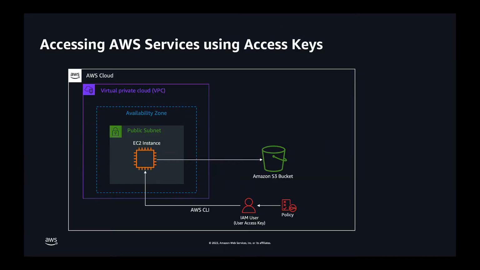You can do this in multiple ways, one of which is by using access keys for programmatic access to AWS services. Access keys are associated with an IAM user. This involves storing access keys as user credentials on the EC2 instance. So in an event where your access keys are compromised, this can raise security concerns.